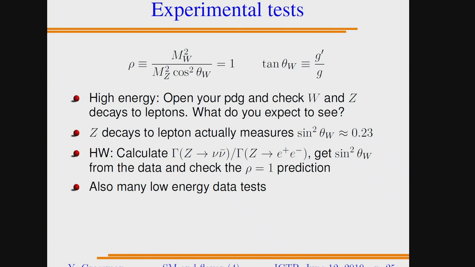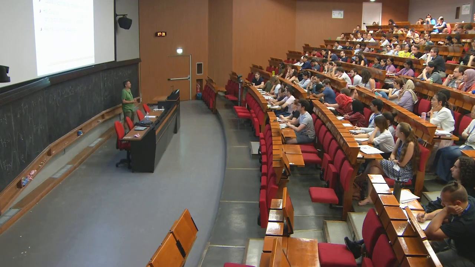So we can actually go and check it. And in order to check it, as I said, I will ask you to do it tomorrow: open your PDG and take the W and Z decays to leptons. We're going to discuss soon, either today or tomorrow, how you can get sine theta W from the decay of the Z into electron and neutrino. So you're going to measure it from the PDG, and you're going to plug it back in, and you're going to find that this is satisfied.